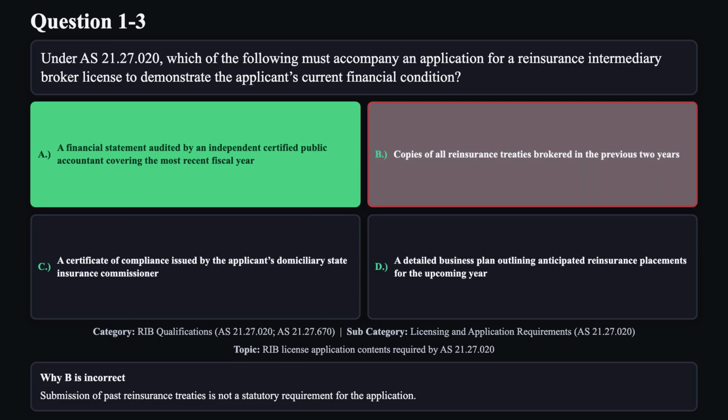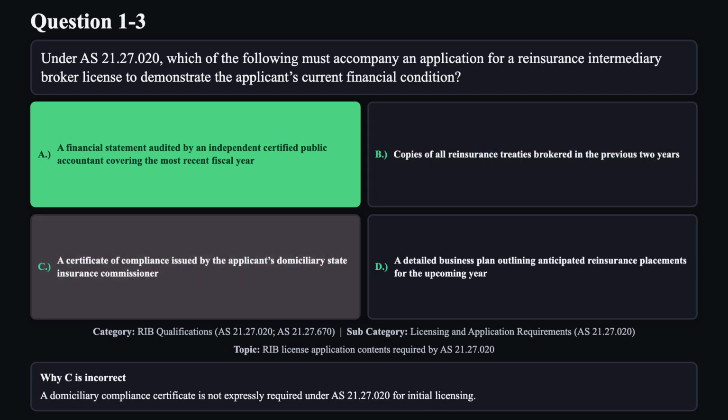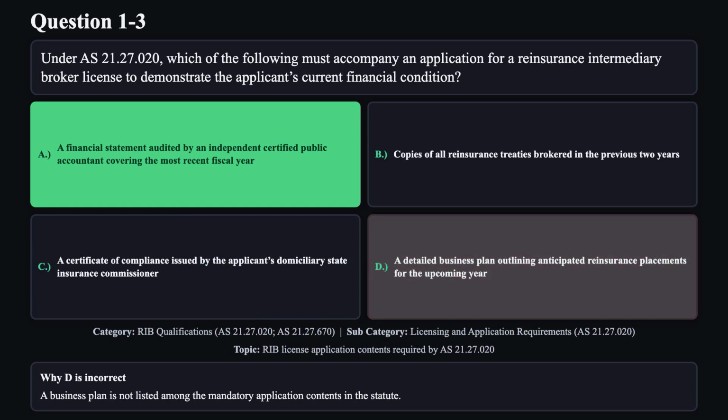Submission of past reinsurance treaties is not a statutory requirement for the application. Reason C is not correct. A domiciliary compliance certificate is not expressly required under AS 21.27.020 for initial licensing. Reason D is not correct. A business plan is not listed among the mandatory application contents in the statute.